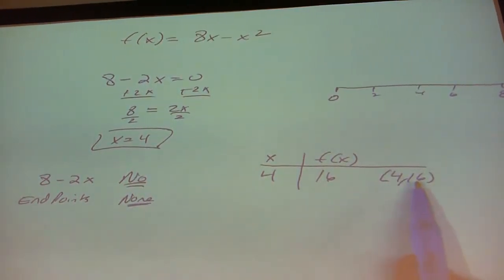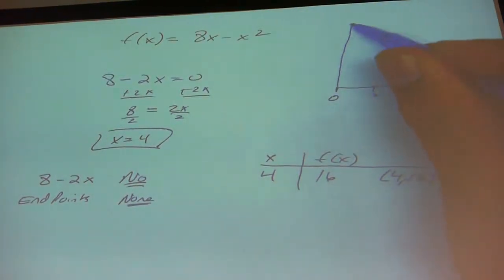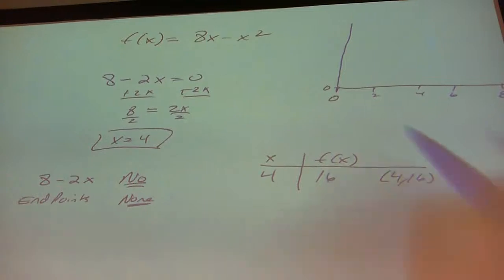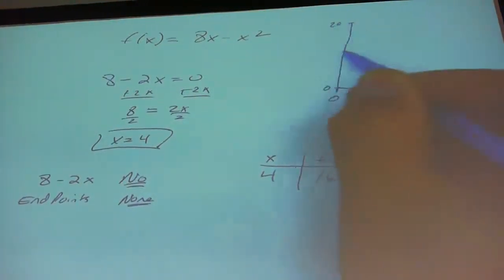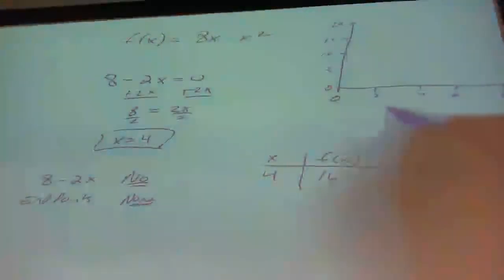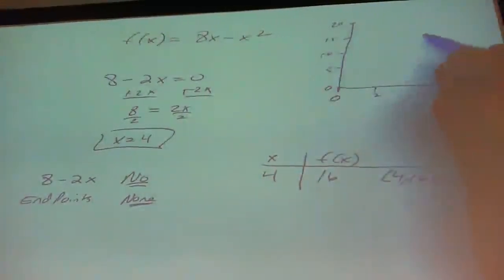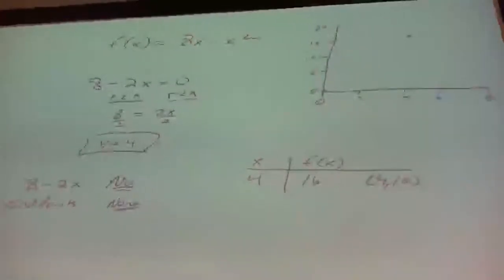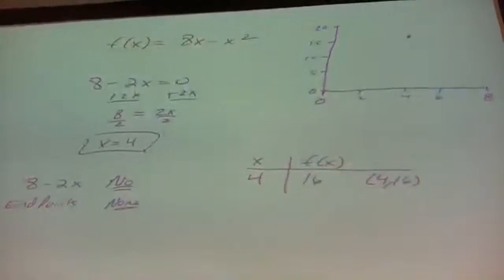On my y, what do I need to see? 16. So maybe go from 0 to 18, 20. All those things are good. I'm not going to go 0 to 10 because I won't see it. Does that make sense? So when you decide on your window, how do you figure your window out? It's what you need to see the point. Because what I'm interested in is 4,16, right there. What is going on at 4,16? And without an appropriate window, you'll never see it. So this method, you need to figure out the window.